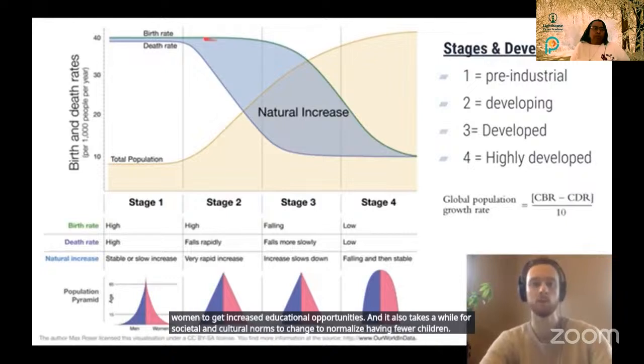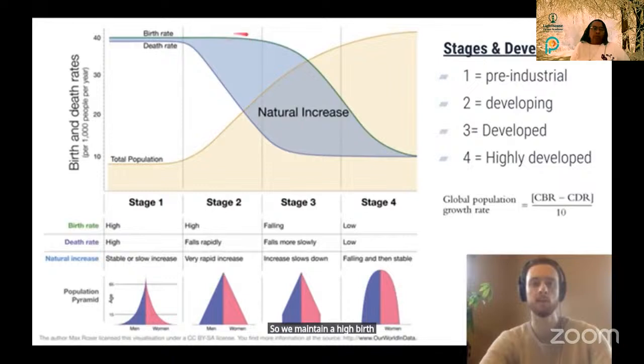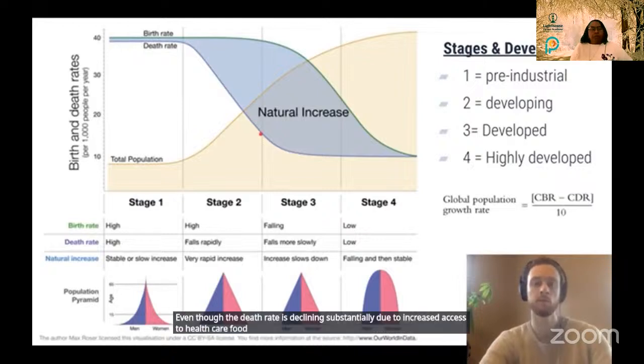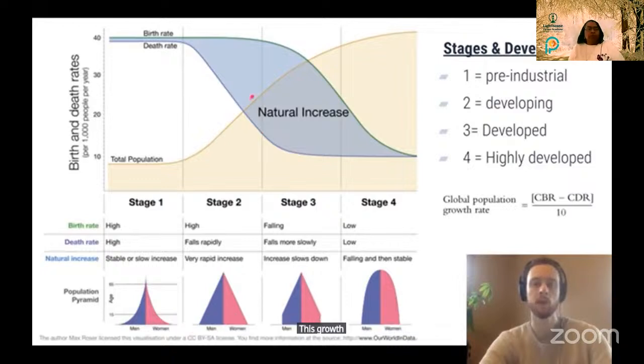So we maintain a high birth rate all throughout phase 2, even though the death rate is declining substantially due to increased access to healthcare, food, water. And as a result, we can see our population in the background. This growth rate is rising steadily.